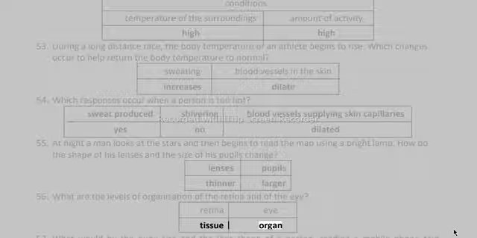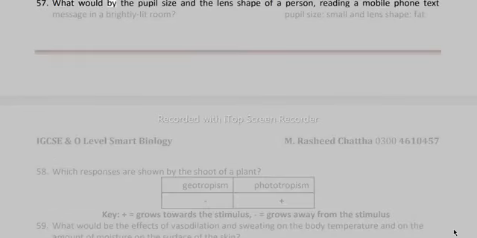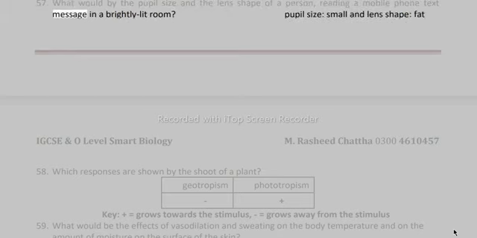56. What are the levels of organization of the retina and of the eye? Retina, eye: tissue, organ. 57. What would be the pupil size and the lens shape of a person reading a mobile phone text message in a brightly lit room? Pupil size small, and lens shape fat.